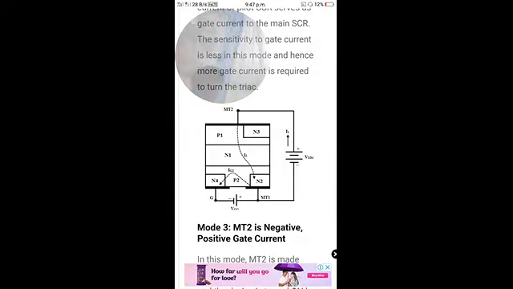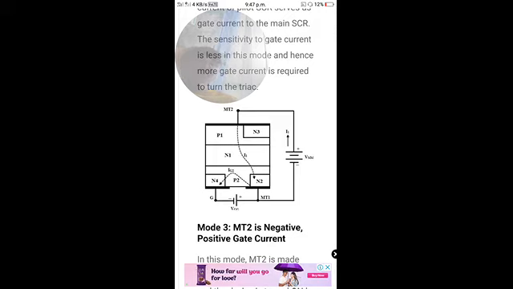Because the gate voltage is not going to affect the biasing conditions of the junctions J1, J2, J3, biasing depends only on the voltage applied between the terminals MT2 and MT1. There is no change in the biasing voltages connected to MT2 and MT1, so there is no change in the biasing condition between mode 1 and mode 2. That is, J1 is forward biased, J2 is reverse biased, and J3 is forward biased.